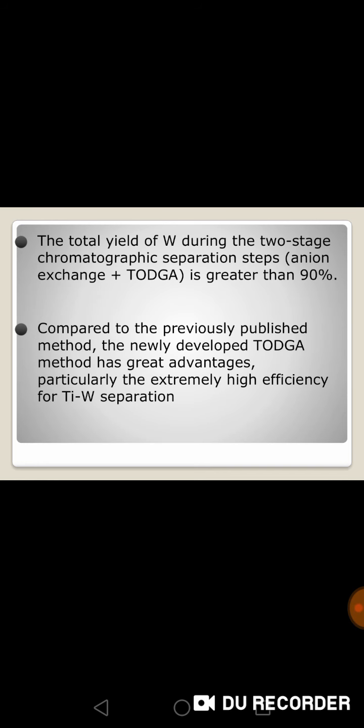So the total yield of tungsten during the two-stage chromatography operation steps, ion exchange plus TODGA, is greater than 90%. Compared to the previously published method, this new TODGA method has a great advantage, particularly the extremely high efficiency for the titanium and tungsten separation.